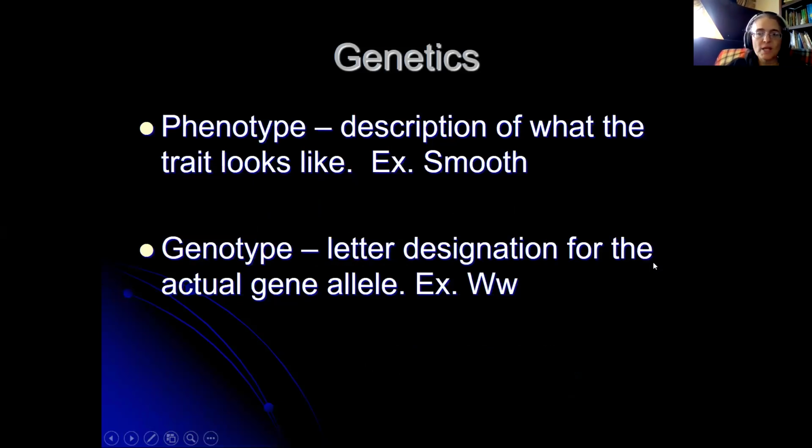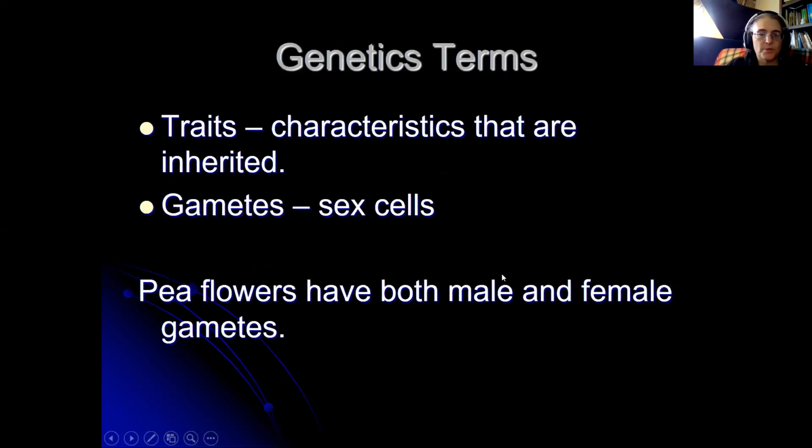Two more terms. Phenotype. This is a description of what the trait looks like. Was that seed smooth? Was it wrinkled? Is it green? Is it yellow? Is that flower purple? Is it white? Those words are our phenotype. That's the description. The genotype is the term we use when we're talking about the letter designations or whether we're looking at dominant recessive, the homozygous dominant, the heterozygous, homozygous recessive, whatever we're talking about on that. That's the genotype. Okay. All right. So know those two terms.